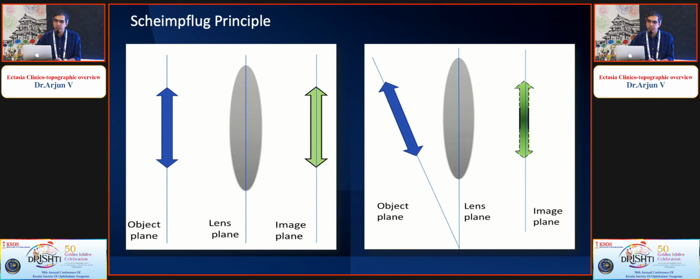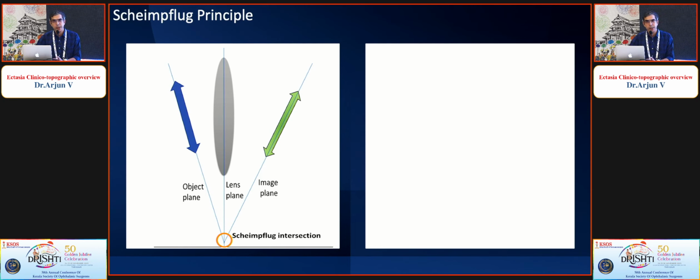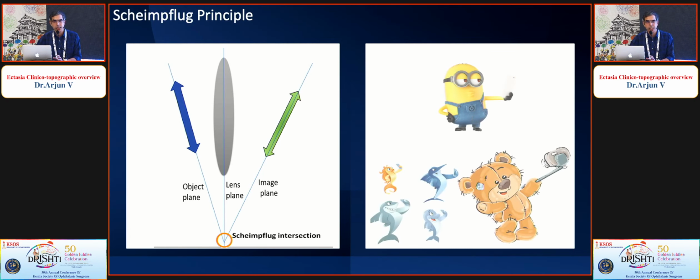Going on to the Scheimpflug principle, if the object plane and the lens plane are parallel, the image will be quite clear. But in the case of the cornea, it is not parallel, it's a curved surface, so it will cause distortions. In such a case, by tilting the plane between the object and the lens, you can get a much clearer image. This is something we intuitively do when we take a selfie, that we tilt our head or the phone to get a better image. That is the simple principle of Scheimpflug.